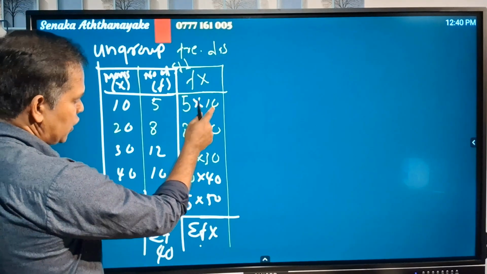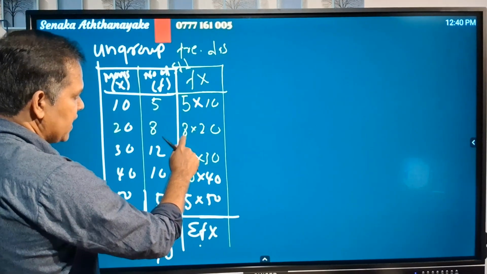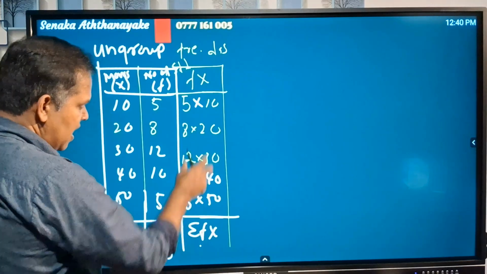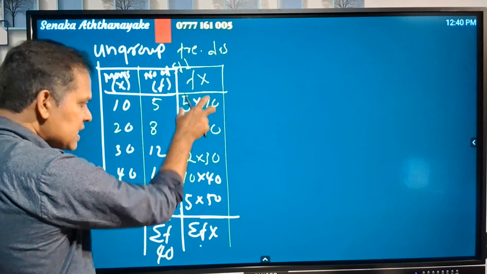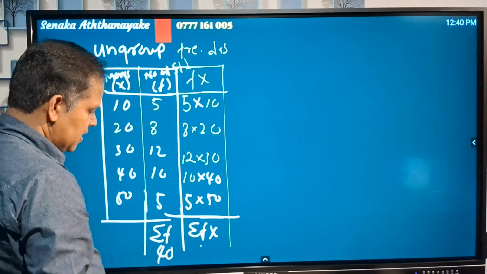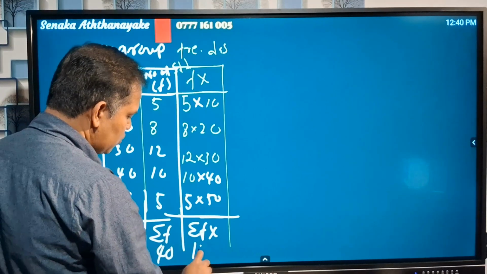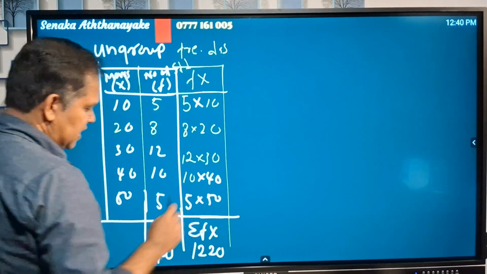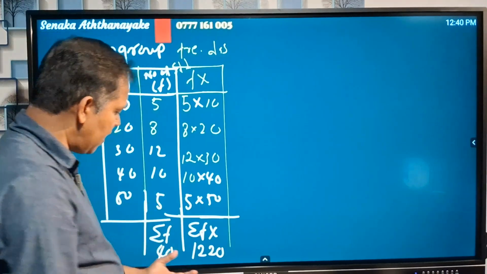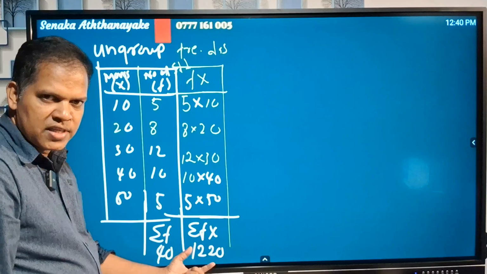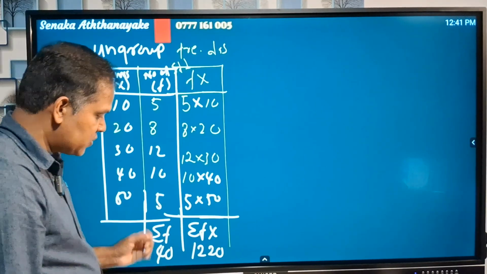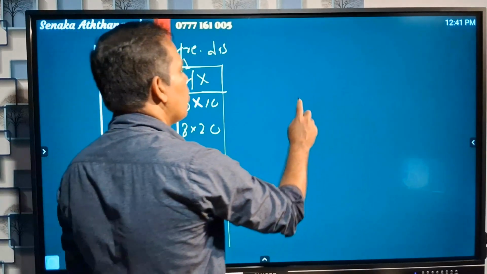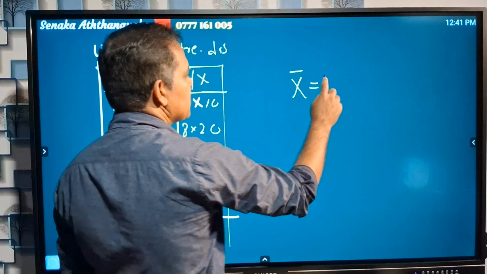You can take 5 into 10, that is 50, 8 into 20, 160. Likewise, if you calculate this, after that you can consider the sum of these values. Yes, that value is 1220. Now we found the total marks of these students, and the number of students is 40. So you can find now the mean of that distribution.